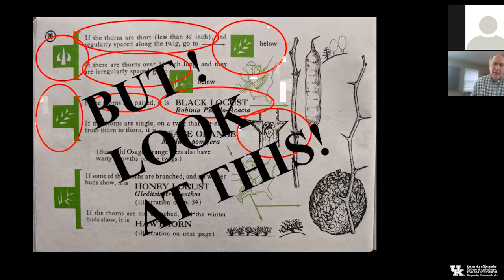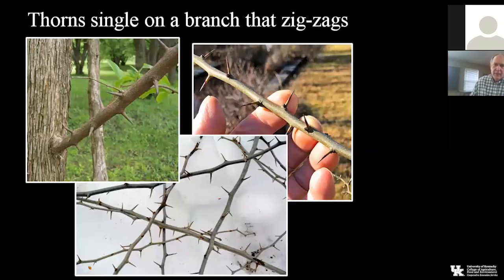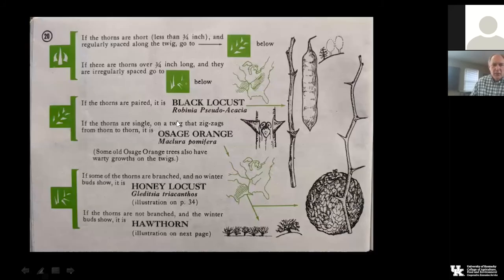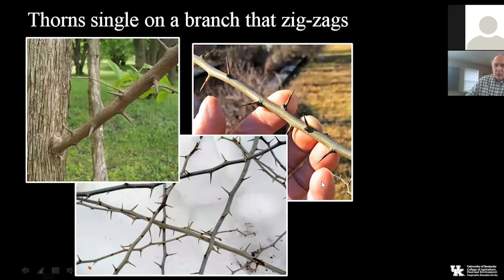But look at this. Without us having to go all the way back to the beginning, let's take a look at this tree. Here is another tree. Notice that these thorns are single. They are single and they are long. So I'm going to take us right back. Let me go back to that one more time. Notice on all these pictures, single needles, very long.